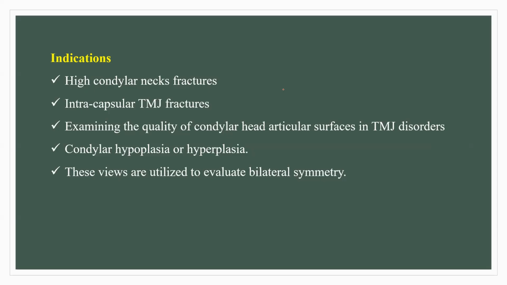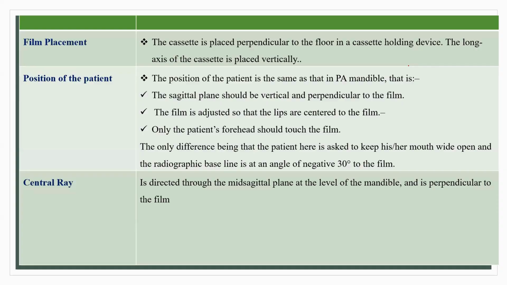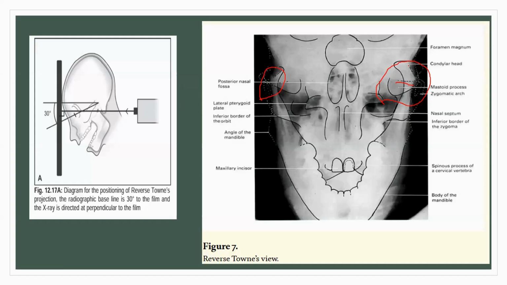What are the indications? High condylar neck fractures, intracapsular TMJ fractures, examining the quality of the condylar head articular surfaces in TMJ disorders, condylar hyperplasia, and it is also used to evaluate bilateral symmetry. So this is how you get to see your reverse Towns projection. You can see both of the condyles. You get to see if there is any fracture in the condylar head or condylar neck, or any hyperplasia. All that can be visualized with the reverse Towns projection.